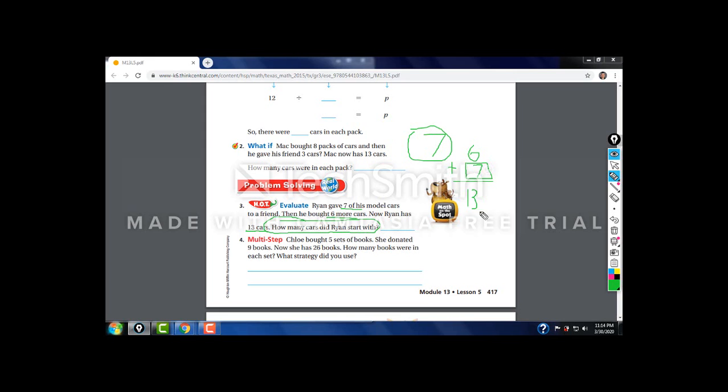Lo and behold, how many cars did he start off with? Well, he gave these 7 away. There they are. And he had 7 after he gave those away. So 7 plus 7 equals 14. So he started off with 14 cars.